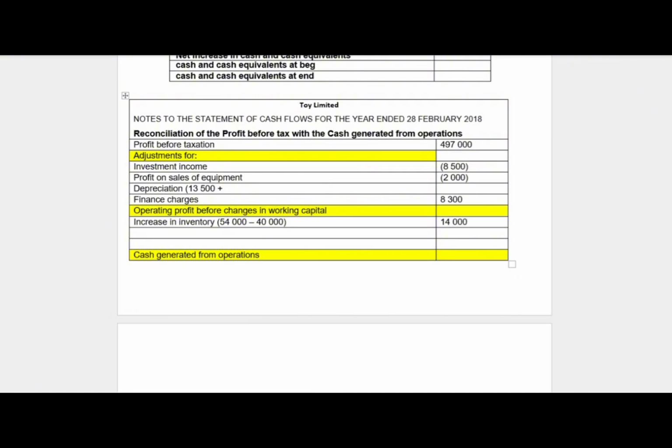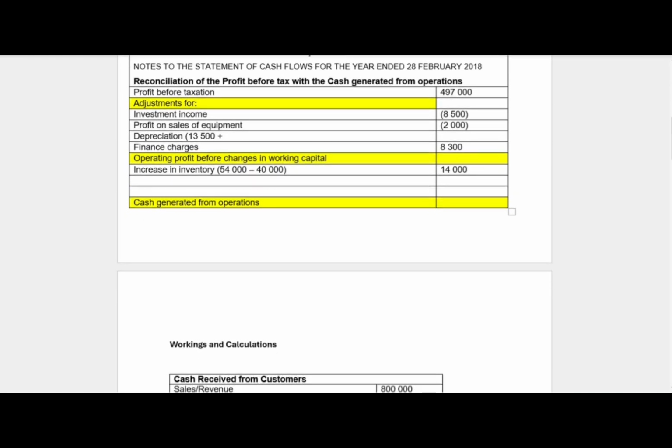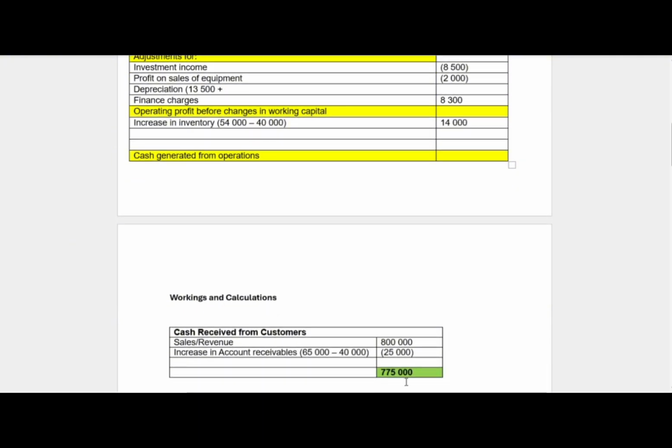And then we go to our change in debtors or accounts receivable. So our change in accounts receivable or debtors, it's here. We already got it, it's an increase. So we can just copy this one.